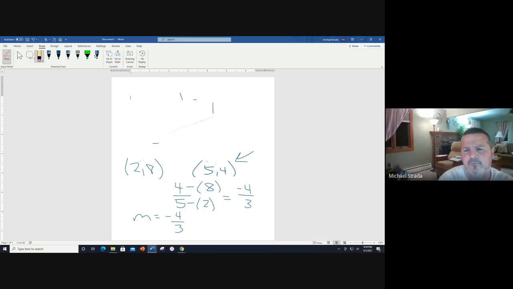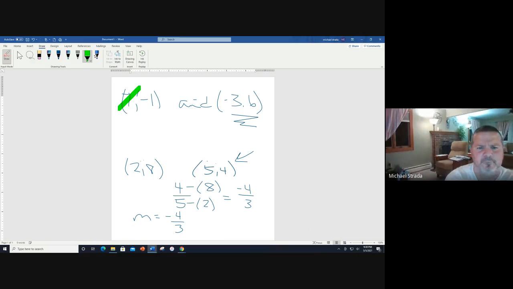All right. So if I'm looking at, let's say, (7, negative 1) and (negative 3, 6). All right. There is no rule that says you have to start with the second point. We can also start with the first point.